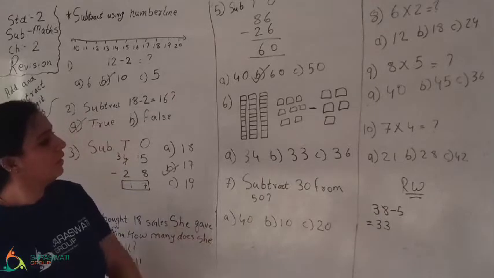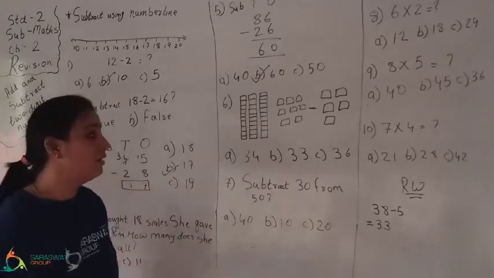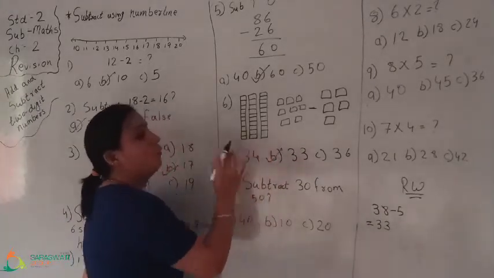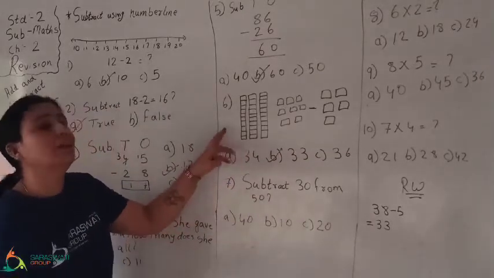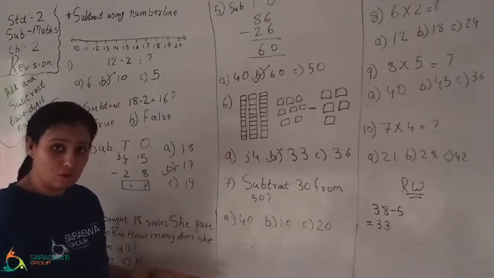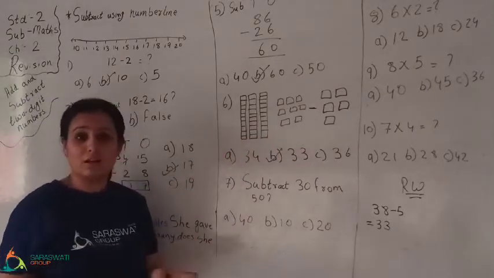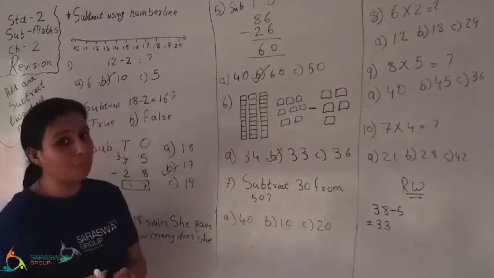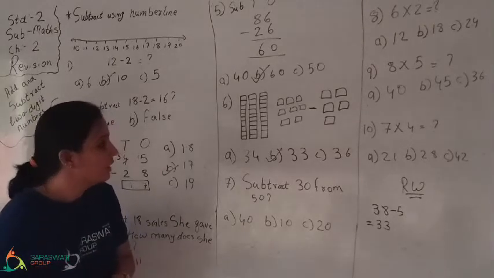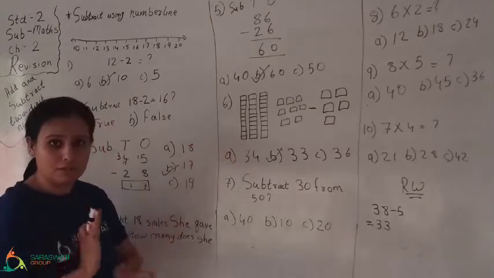So where is 33? B. So what answer we got? B. ये आपको एडिशन में भी आ सकता है. The same thing can be asked for subtraction also. आपको ये beads ऐसे दिए गए होंगे, यहाँ tens ones दिए गए होंगे, उससे आपको subtract भी करना होगा. Okay, so this is also one of the ways of subtraction.